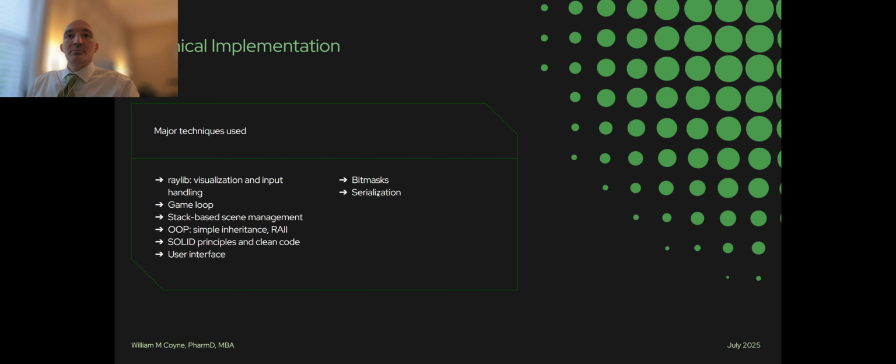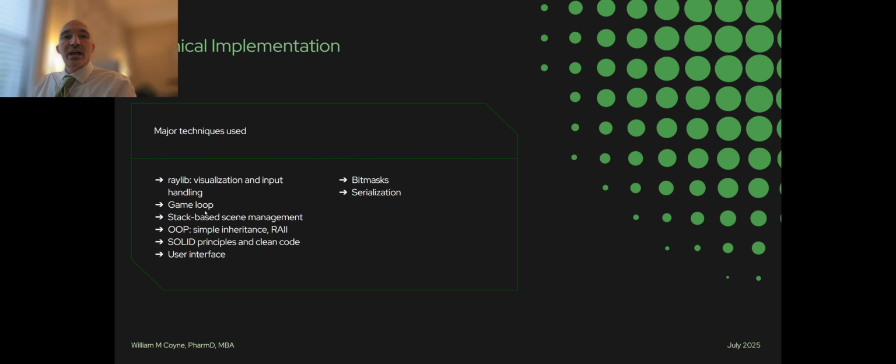Now, the technical implementation here. So we talked about using raylib. This is for visualization and input handling. So raylib also handles mouse input, keyboard input. That's another complex thing you can do on your own, but raylib handles that. It captures it for you and has some built-in functions to tell, was the mouse clicked? Was it the left button or the right button, or which keyboard button was pressed? Is it being held down? And so on and so forth.